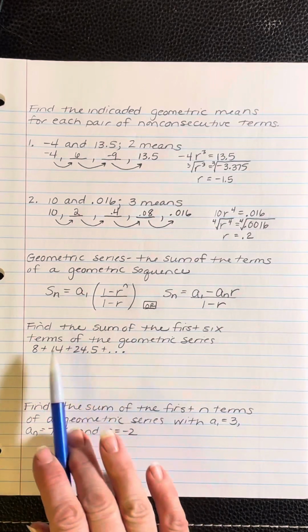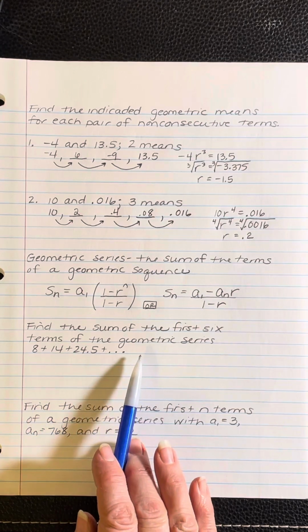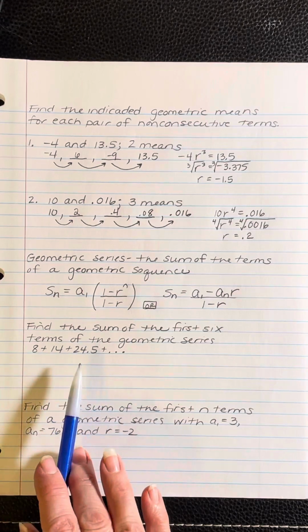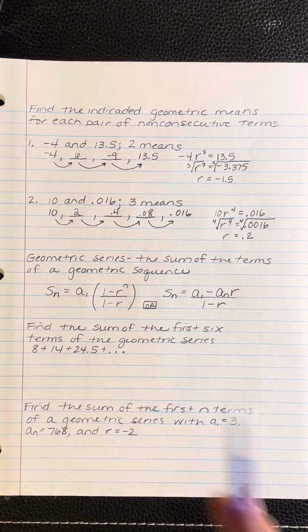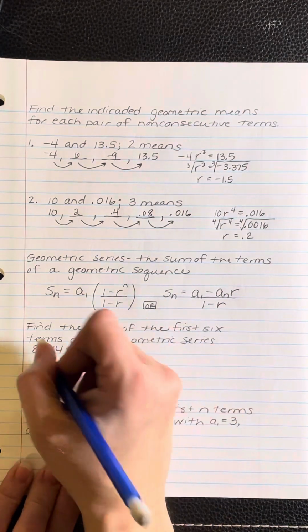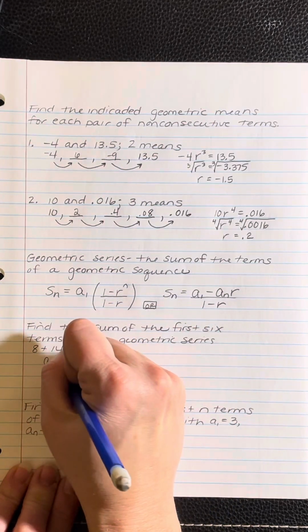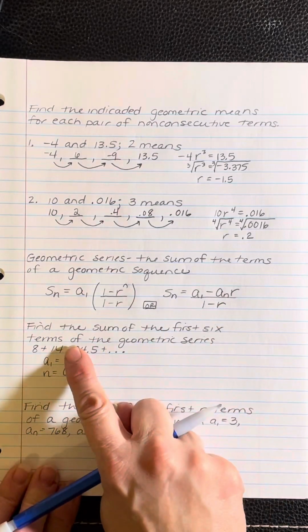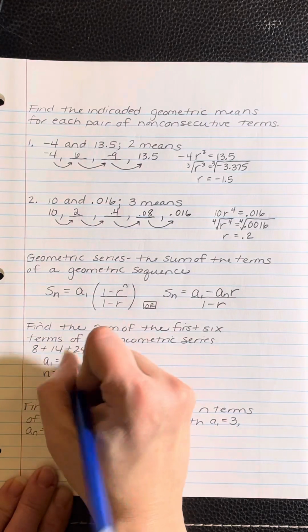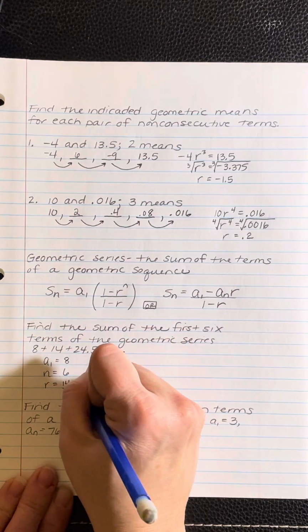So find the first 6 terms of the geometric series 8, 14, 24.5 plus ... Okay. So if you wanted to, you could find all the information that you needed. You could find the 6 terms and you could add them up and you'd get the correct answer. But I know that a sub 1 equals 8. And I know that n equals 6 because I want the first 6 terms. So then I need to find my r. And we've been finding r lots already. I take 14 divided by 8 and I get 7/4.